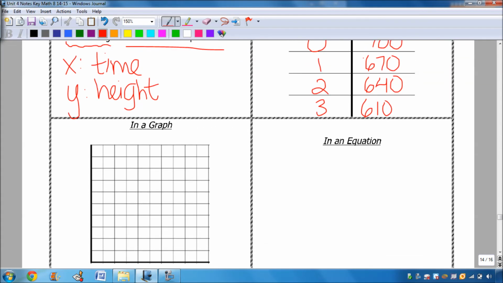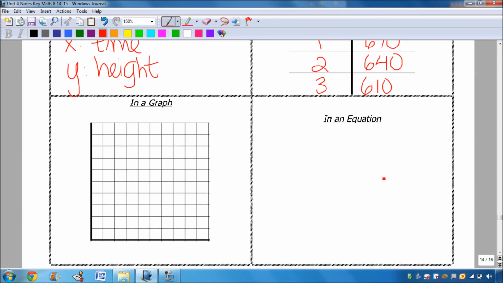Well, how do you represent it in a graph? So first of all, you got to label your axes. Time is your independent variable. So we're going to label this right here as time in minutes, okay? And your height is your dependent variable. So we'll label this as height in feet, okay?